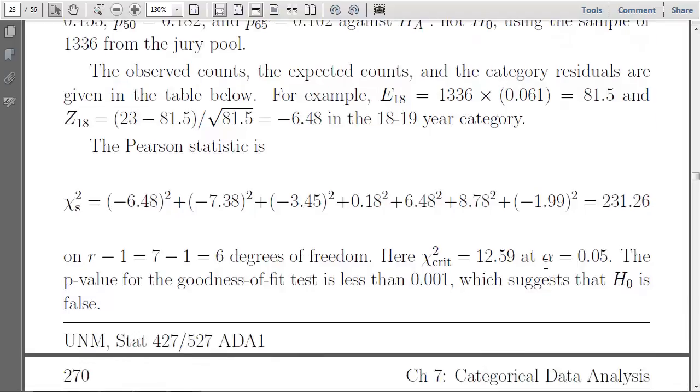So that gives us sufficient evidence to reject the null. So it appears that there's some difference between the jury frequencies that we observe and what we would expect from the census.